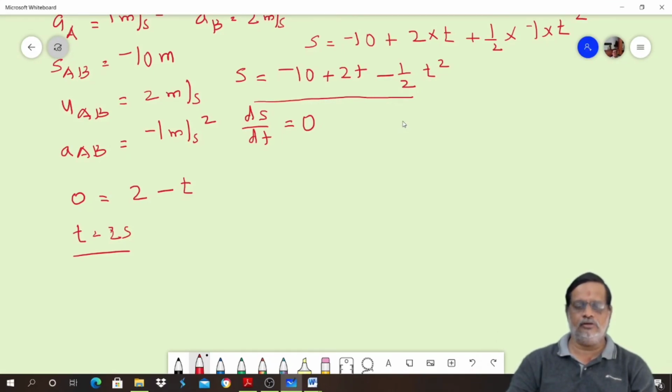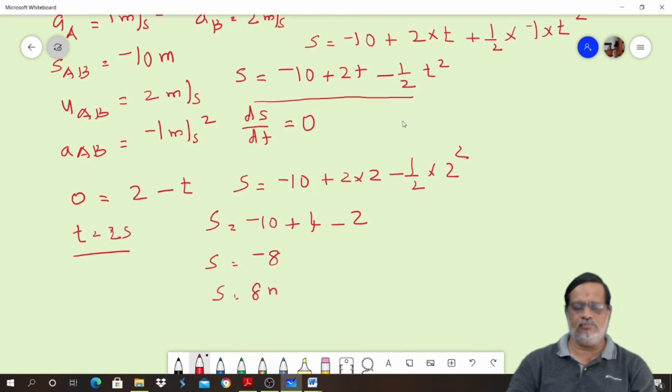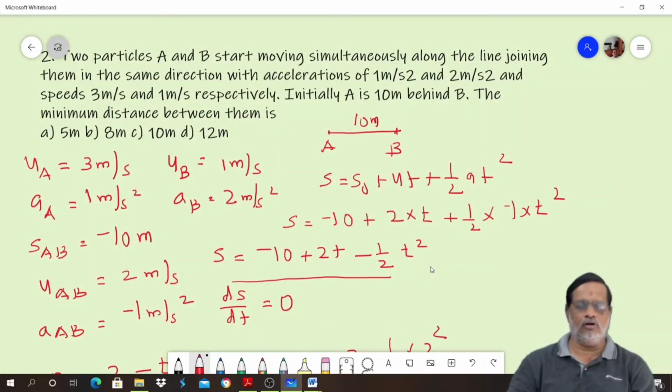Now we put that value here. So you will get s equal to minus 10 plus 2 into 2 minus half into 2 square. So s is equal to minus 10 plus 4 minus 2, which is minus 12 plus 4, which is equal to minus 8, or s is equal to 8 meter. So our answer is going to be 8 meter, which is option B. That is our answer, 8 meter. So this is going to be the correct answer. Clear? Okay.